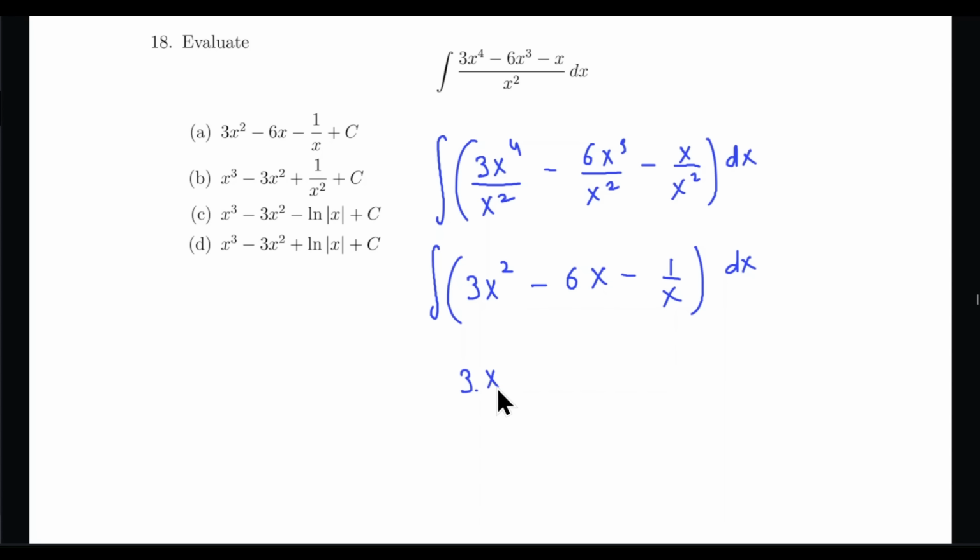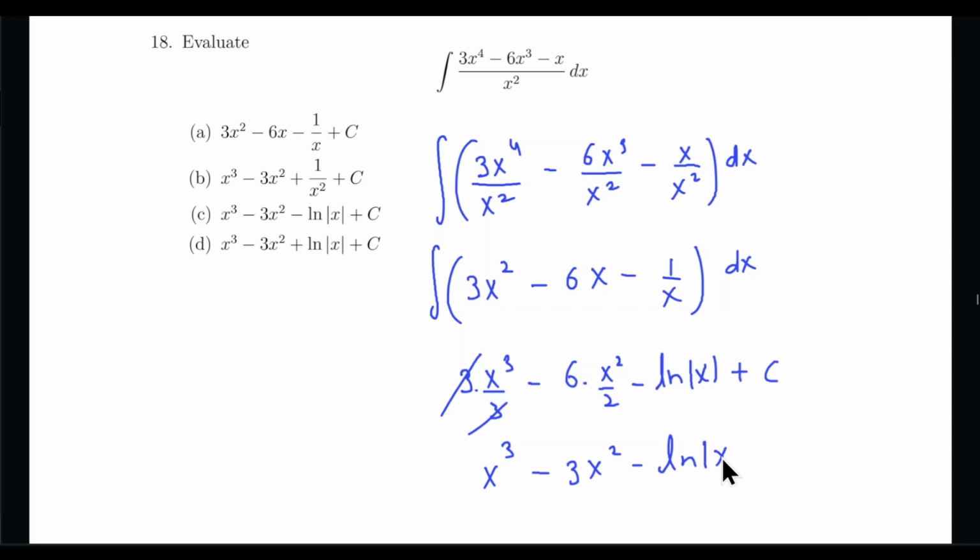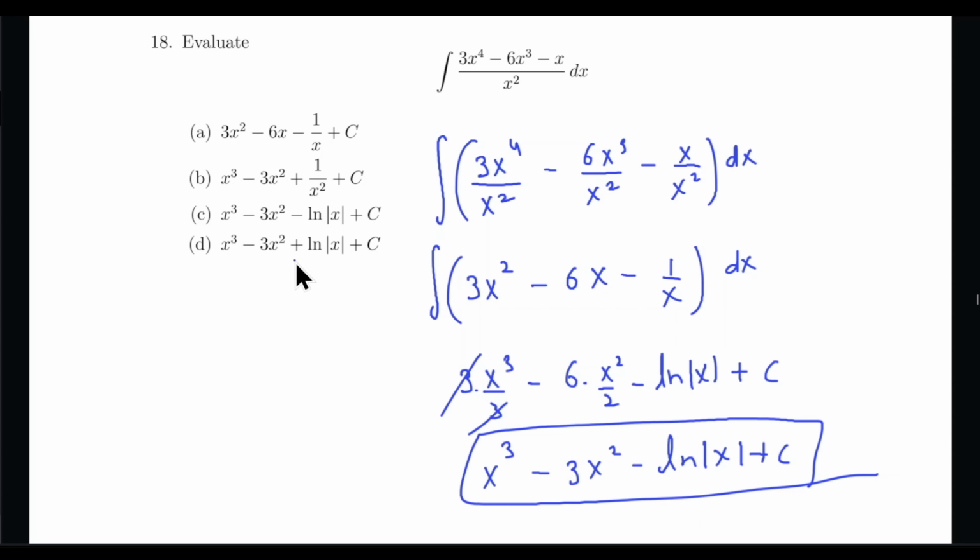3 is as it is, x squared becomes x cubed over 3. 6 is as it is, x squared over 2, and 1 over x is ln absolute value of x. Don't forget plus c. So the answer will be x cubed, the 3 and 3 are gone, 6 over 2 is 3, 3x squared minus ln absolute value x plus c, which looks like option D. No, minus, yeah, option C. That should be our correct choice.